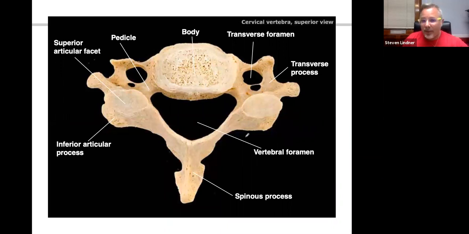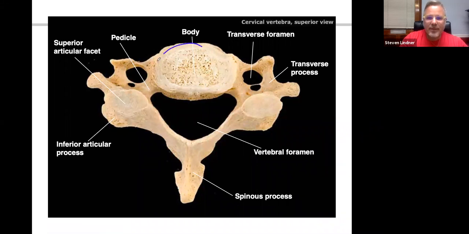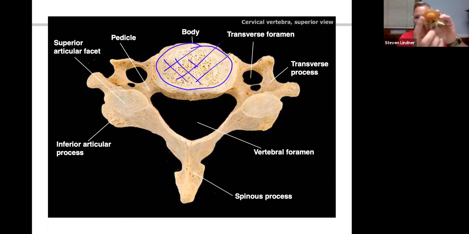Here's a typical cervical vertebra. If we look at typical cervical vertebrae, they're going to have some key landmarks here. There is a vertebral body, and what sits on the body is going to be the intervertebral disc, the IVD, right? That's going to be this structure here. That's going to sit in between the vertebrae. That's the IVD, or the intervertebral disc.